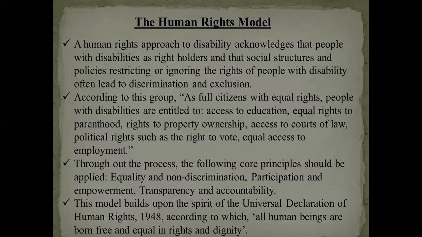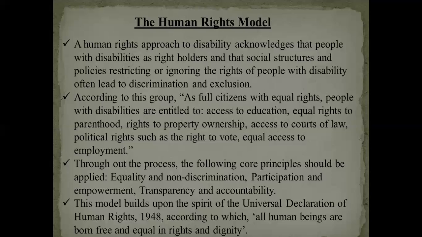It is actually leading to discrimination and exclusion. But the human rights model is that everyone has access to everything, everyone has rights to equality, everyone is equal here. So according to this group, as full citizens with equal rights, people with disabilities are entitled to access to education, equal rights to parenthood, rights to property ownership, access to courts of law, political rights such as the right to vote, equal access to employment.